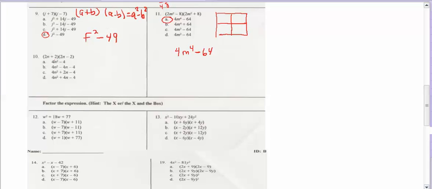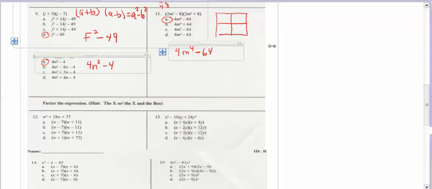Okay, one last one. It looks like a difference of squares again. So I'm going to square the first term, 2 times 2 is 4, and squared, 2 times 2 is 4, and it's minus. And I've got my A again. Okay, next one.